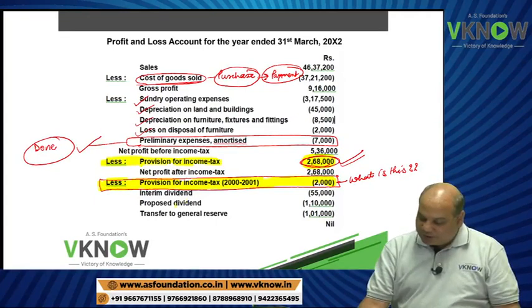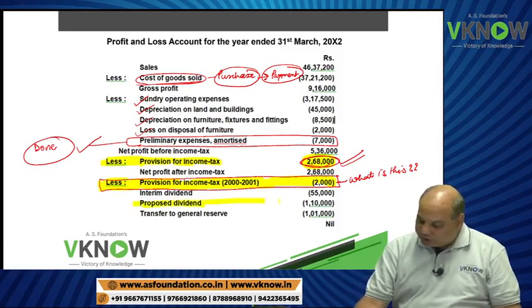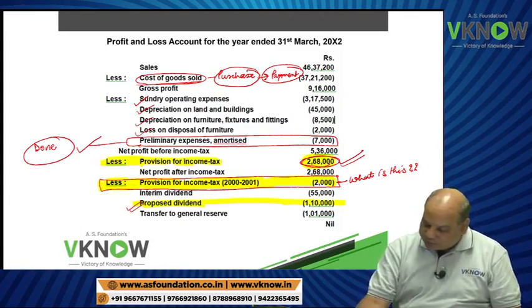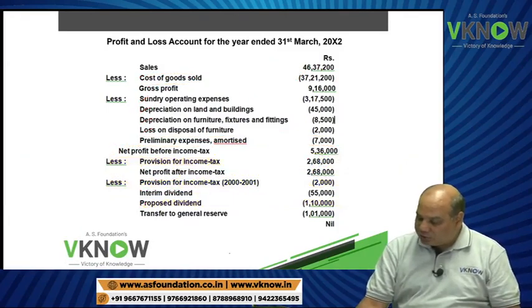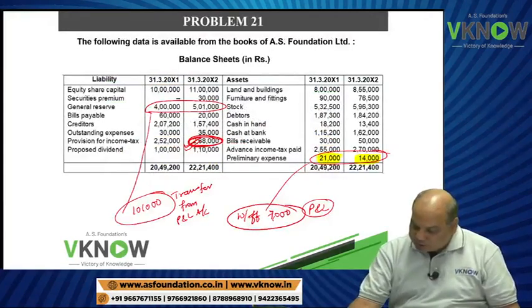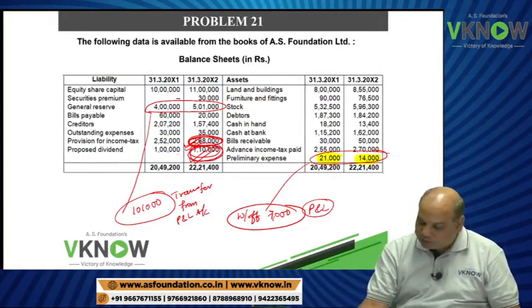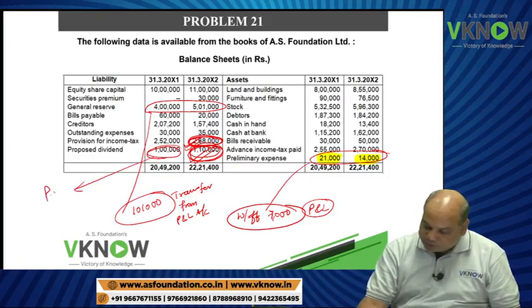Then next is interim dividend paid. Proposed dividend, tick mark. Proposed dividend, you tick mark here, 1,10,000, and proposed dividend you tick mark here also, 1,10,000. So this is already reflected in P&L account. So what happened to this proposed dividend of 1 lakh? This is paid.